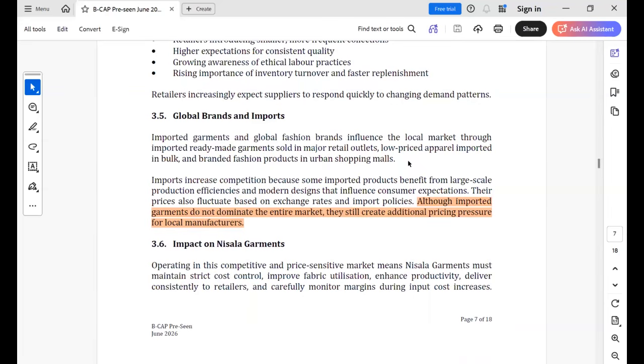For example, if you import garments or fabric from China, it's very cheap, right? So you have to compete with those garments and that fabric, right? And low-price apparel imported in bulk and branded fashion products in urban shopping malls, right? So even in an urban shopping mall, very far away, you can see branded products, Nike, right? H&M, right? Many brands you can see.